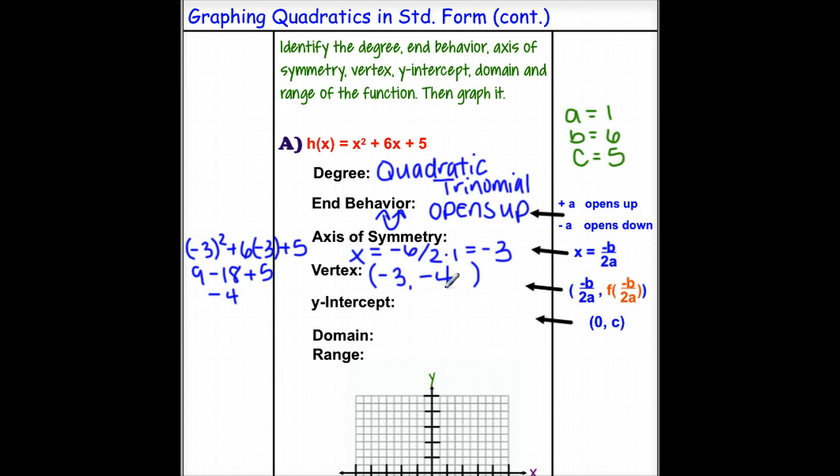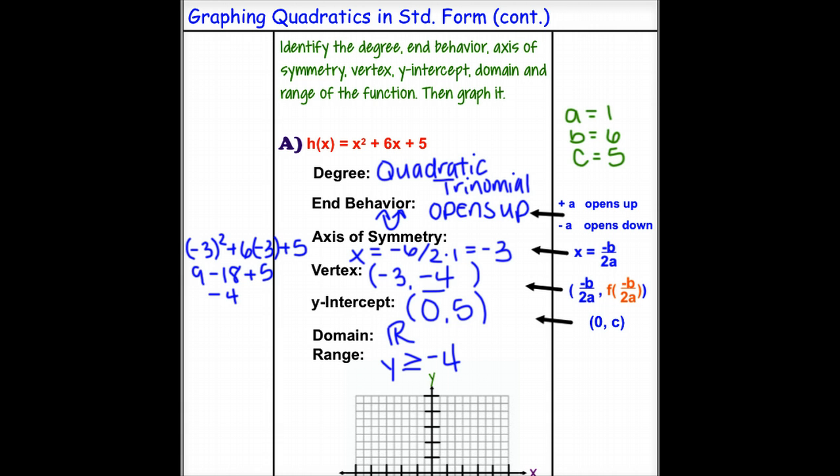Our y-intercept, as we have written over in the margin, is 0, c, and our c value is 5, so our y-intercept is 0, 5. Our domain, as we mentioned, is all real numbers, and our range, since it opens up, our vertex is a minimum value, which means all of our y values for the range are greater than or equal to our y value of -4. Now that we have this information, let's go ahead and graph this.